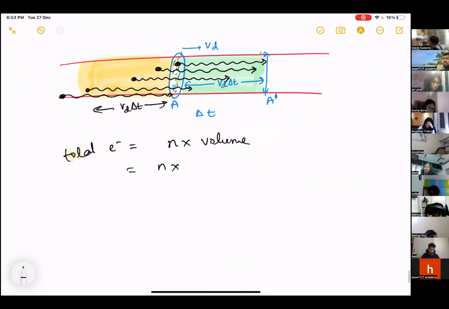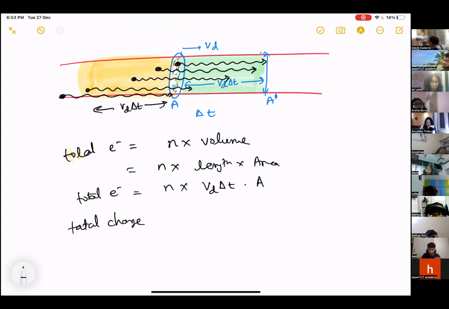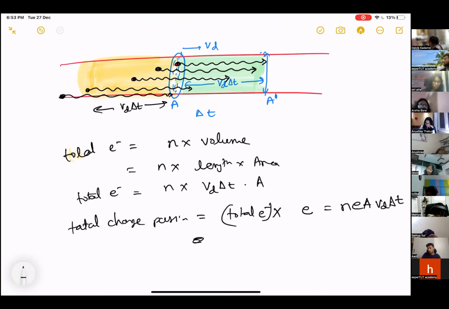Now, what is the volume of this yellow region? Volume is length into cross-section area. The length is VD delta t, and the area is A. So this is the total electrons passing. Now, what is the total charge passing? Total charge passing is the total number of electrons into the charge on an electron, which is e, where e is 1.6 into 10 power minus 19. So the total charge passing is n e A VD delta t.